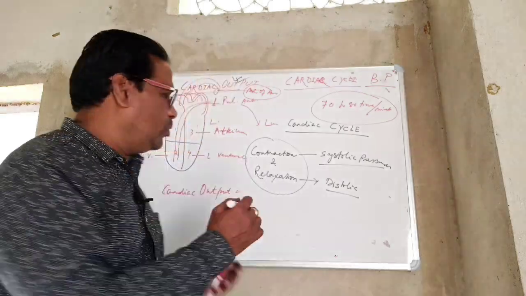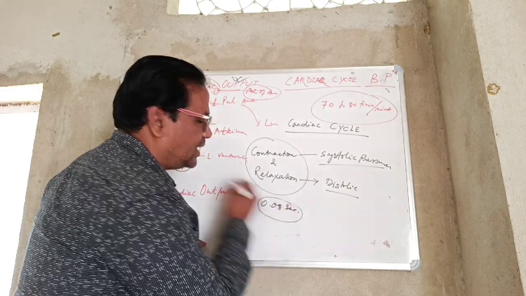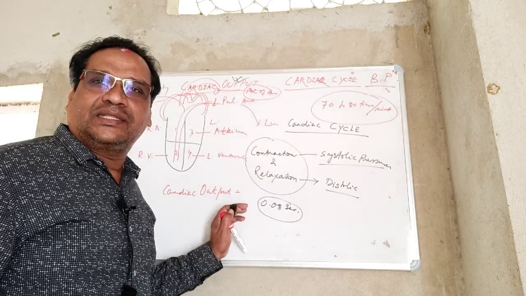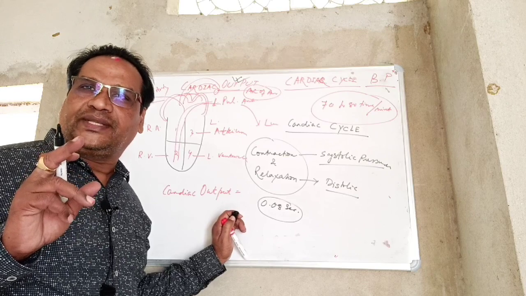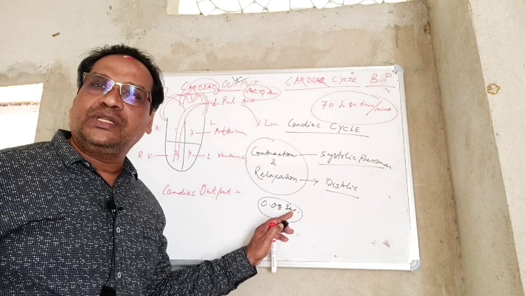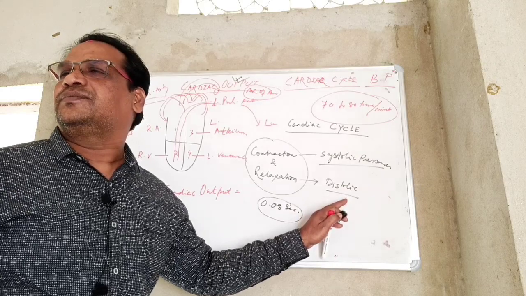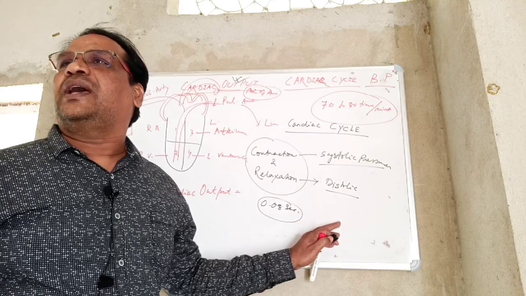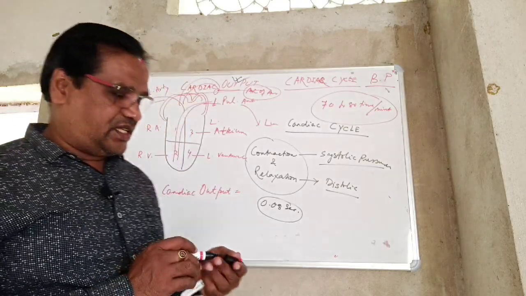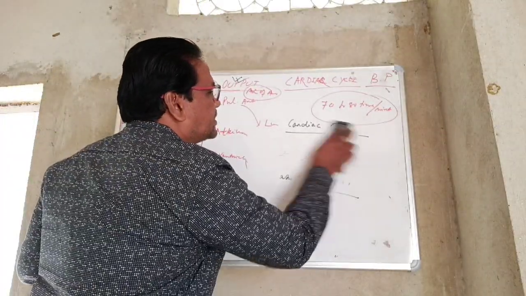It lasts only 0.08 seconds. That means for one beat of the heart, the time taken is 0.08 seconds. It starts from the beginning, from the diastolic pressure. This cardiac cycle has 3 stages of completion. To complete the cardiac cycle, it is followed in 3 stages.